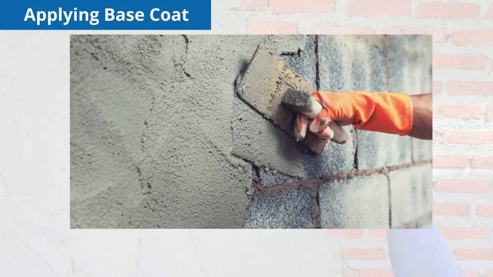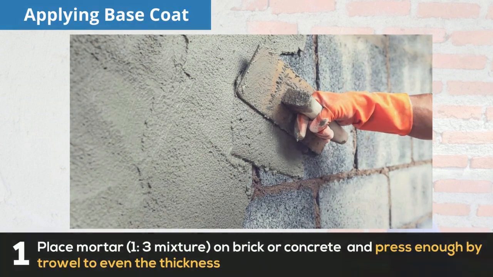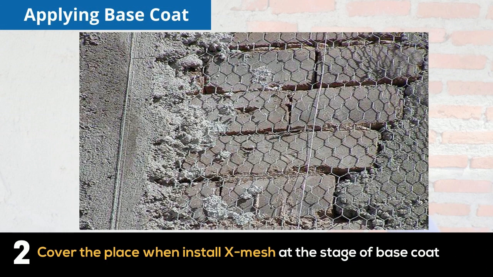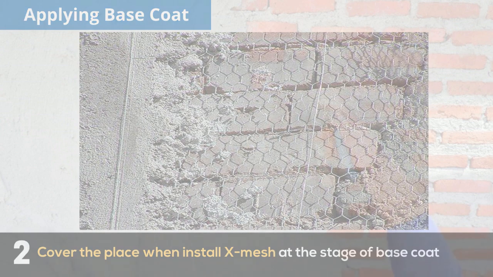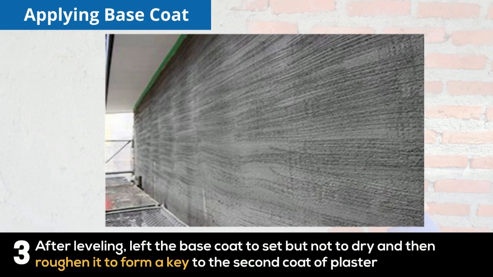Applying base coat. Place mortar, 1:3 mixture, on brick or concrete, and press enough by trowel to even the thickness. Cover the place when installing X mesh at the stage of base coat. After leveling, leave the base coat to set but not to dry, and then roughen it to form a key to the second coat of plaster.